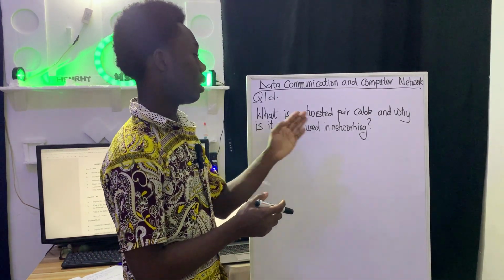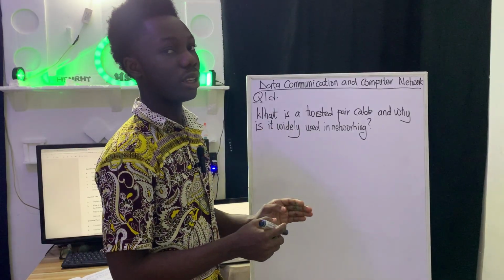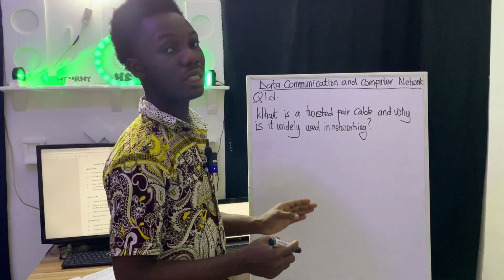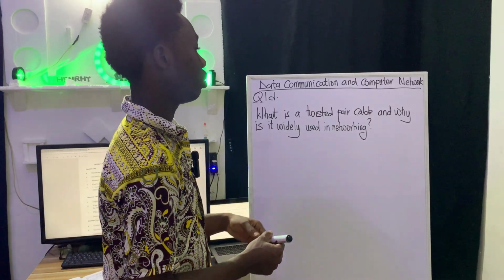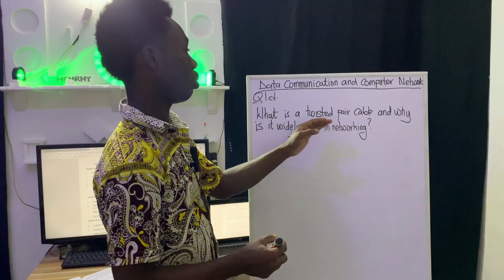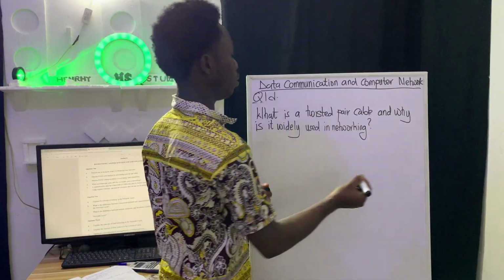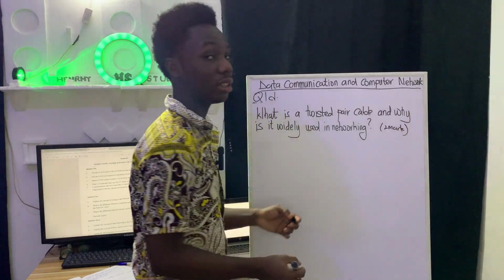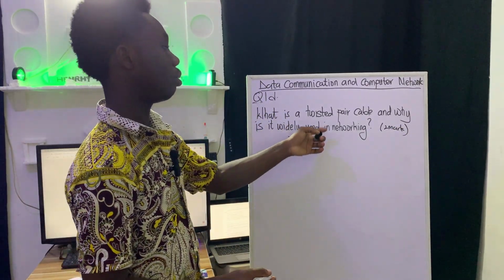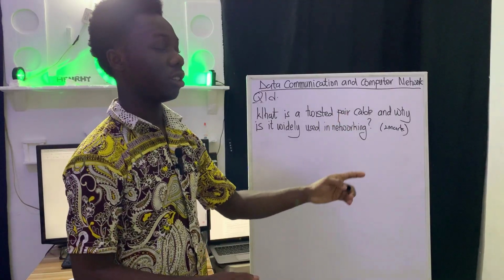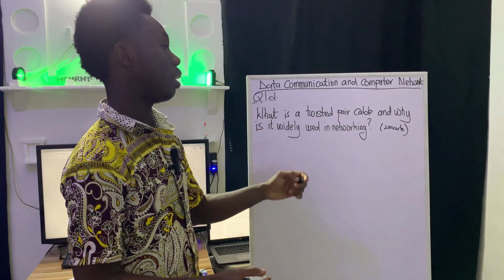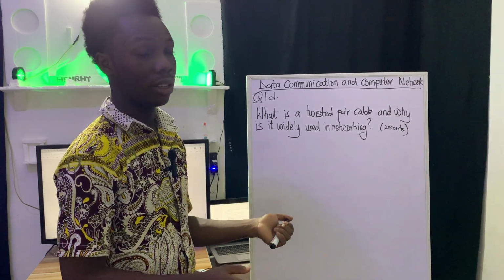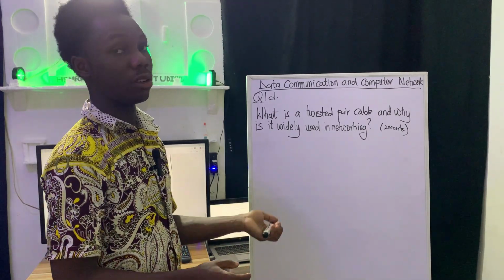And also, why is it widely used in networking? It is widely used in networking to avoid interference. If we are to explain this, it was I think 2 marks, so you are not to write plenty. They are just asking what a twisted pair cable is and why it is widely used in networking. So I said it is used in networking to reduce interference.